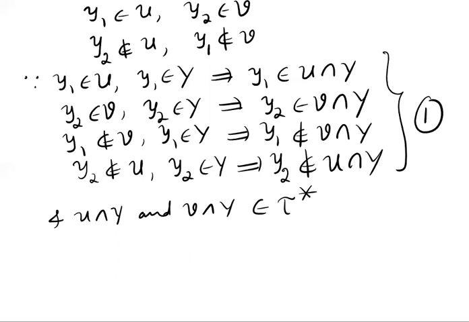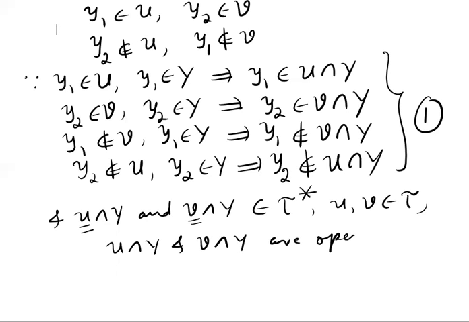They belong to tau star. Why do they belong to tau star elements? Because U and V are tau elements. So therefore, these two, U intersection Y and V intersection Y, are open sets in Y. We'll call this point as 2.